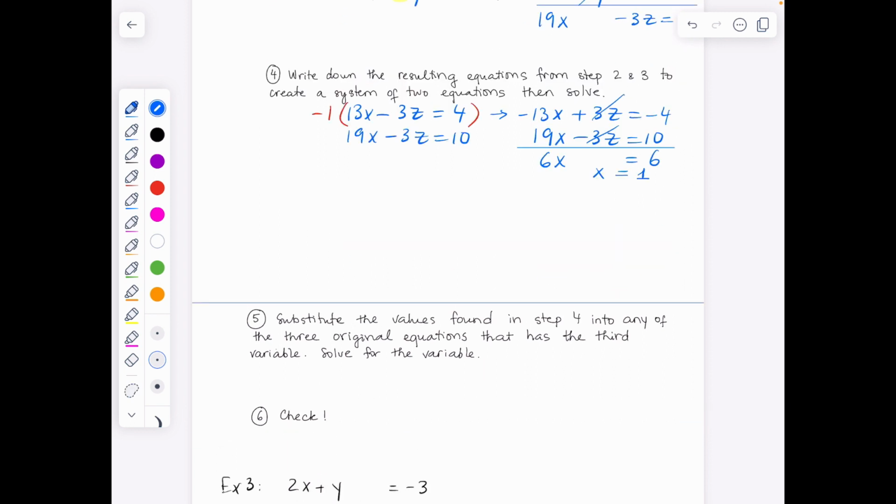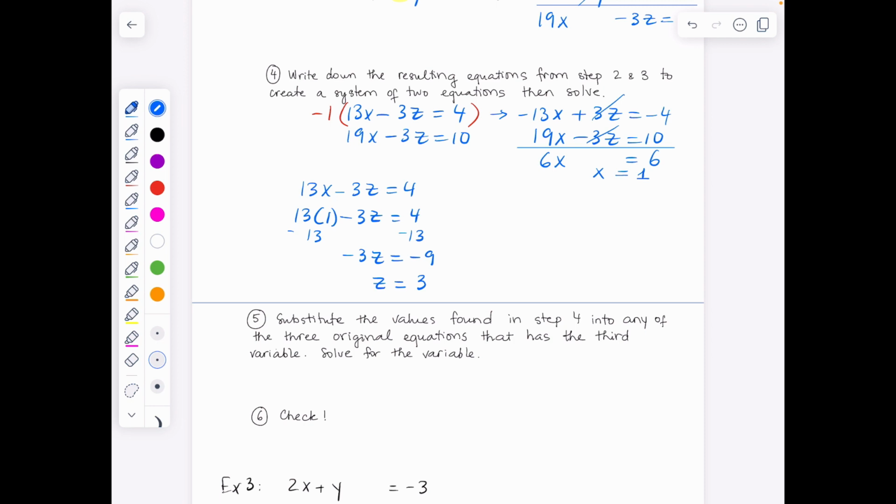To find z, we are going to use one of the two equations. So let's say I use the top equation. I substitute 1 in for x. And that will be 13. So I'm going to subtract 13 from both sides. So that will give us negative 3z. Now 4 minus 13 should give us negative 9. Divide both sides by negative 3. I should get z is equal to positive 3. So we found x and z.